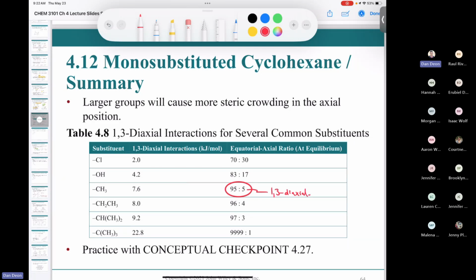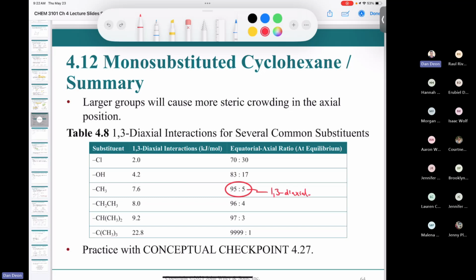And so do you have to have the ratios or the energies memorized from this slide? No. But it says here for this table, which is 1,3 diaxial interactions for different substituents, I would want you to understand that as you increase the size of the substituent, as you go from a methyl to an ethyl to an isopropyl to a tert-butyl.